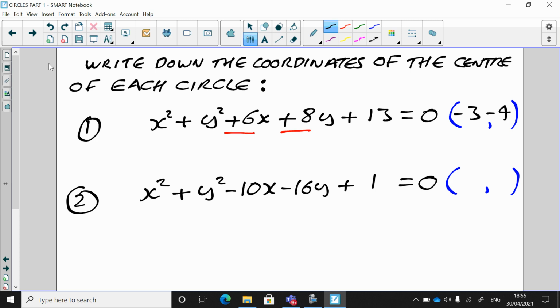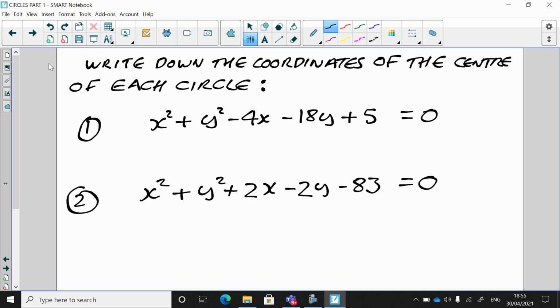Again, it's negative 10. So half of 10 is 5. It's negative, so we change it to make it a positive. And same as 16. Half 16 is 8, but change the sign, it becomes positive 8. So, I hope you're paying attention here. So, looks good. There you go. Right.